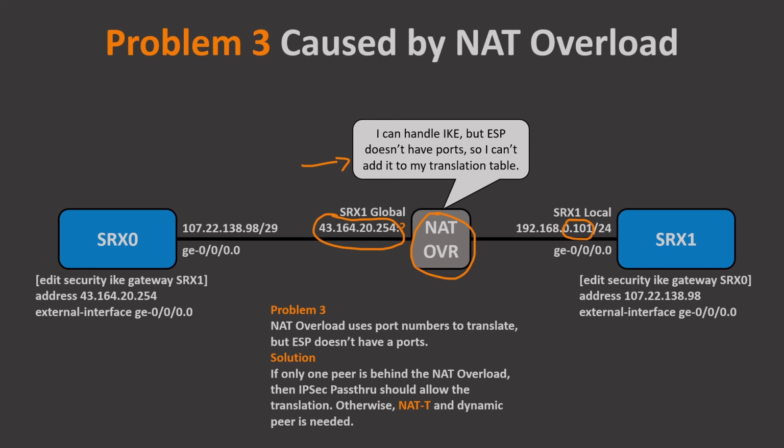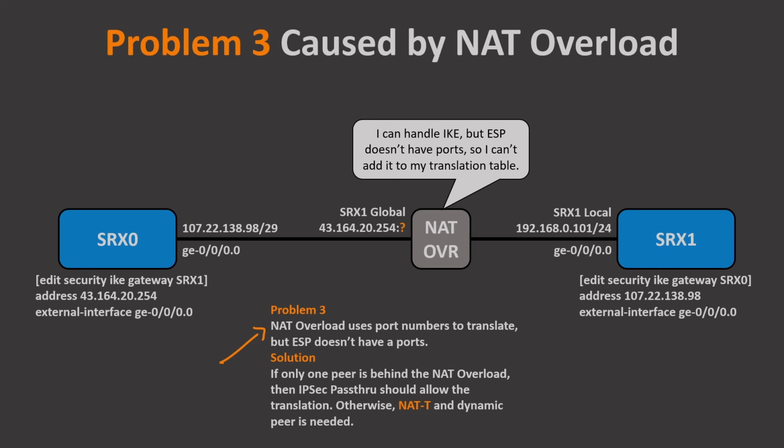So this is referring to what we talked about earlier. IKE has UDP 500. It has no problem creating a translation on this shared IP address. But when ESP, the IPsec SA, travels through and traverses the NAT, it doesn't have a port number, so it can't make a translation table entry. So here it is restated, problem 3. NAT overload uses port numbers to translate, but ESP doesn't have a port. The solution is, if only one peer is behind the NAT overload, then IPsec pass-through should allow the translation. Otherwise, NAT-T and a dynamic peer is needed.